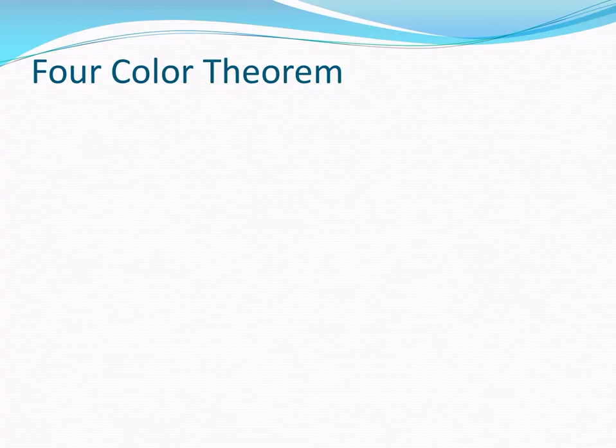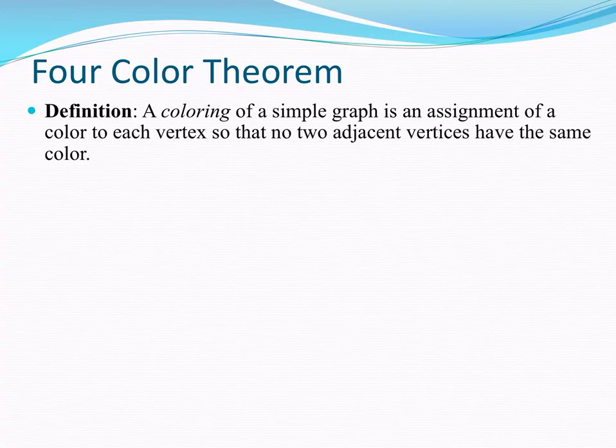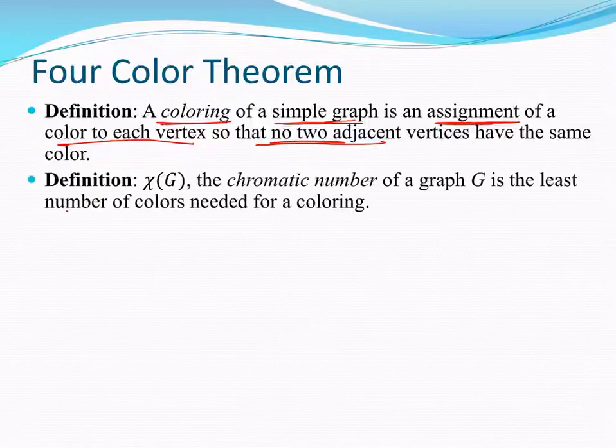Okay, now we want to capture the definition of what a coloring is. The coloring of a simple graph is an assignment of colors to each vertex so that no two adjacent vertices have the same color. And if we want to discuss the minimum number of colors needed for coloring, that is the chromatic number, chi of G, or chi of the graph G. That's the smallest number of colors needed to do a coloring.